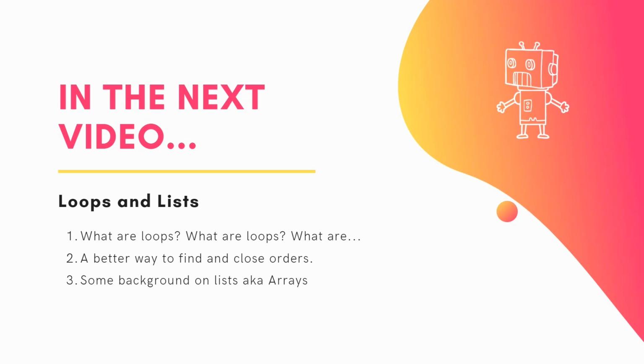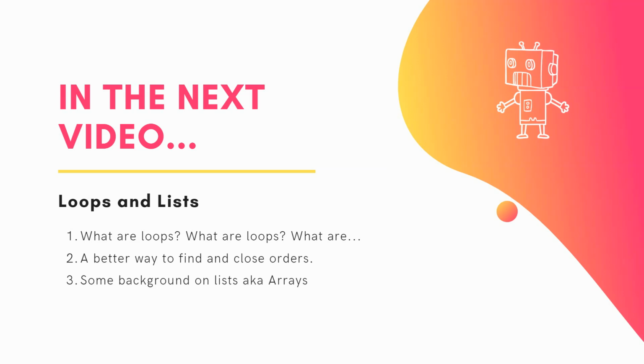We're going to look at 2 things which are really key to programming. I didn't put them in the basics part at the start of this program, because they can get a bit complicated and a bit confusing at the start, so you don't necessarily need to know them. And those things are loops and lists, and we're going to look at what loops are. We're going to use those loops to program in a better way to find and close the orders that your EA has opened.